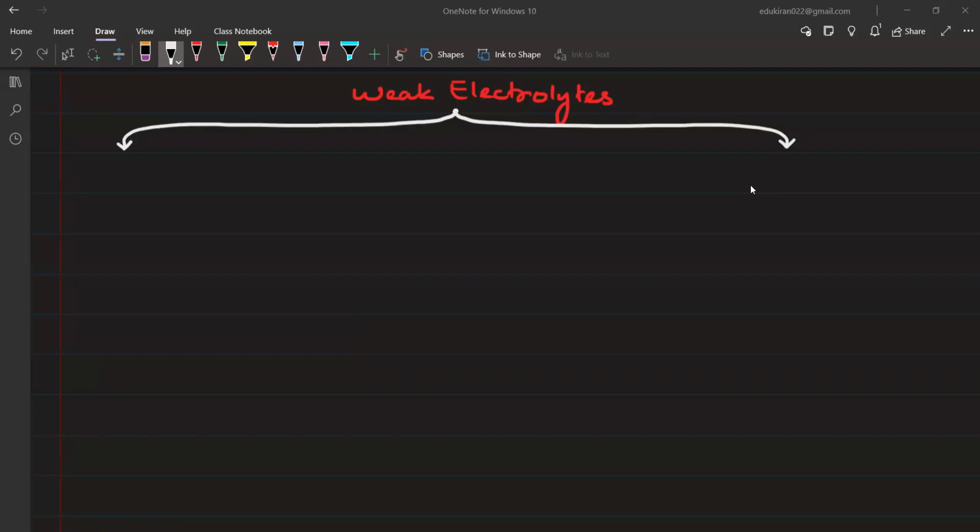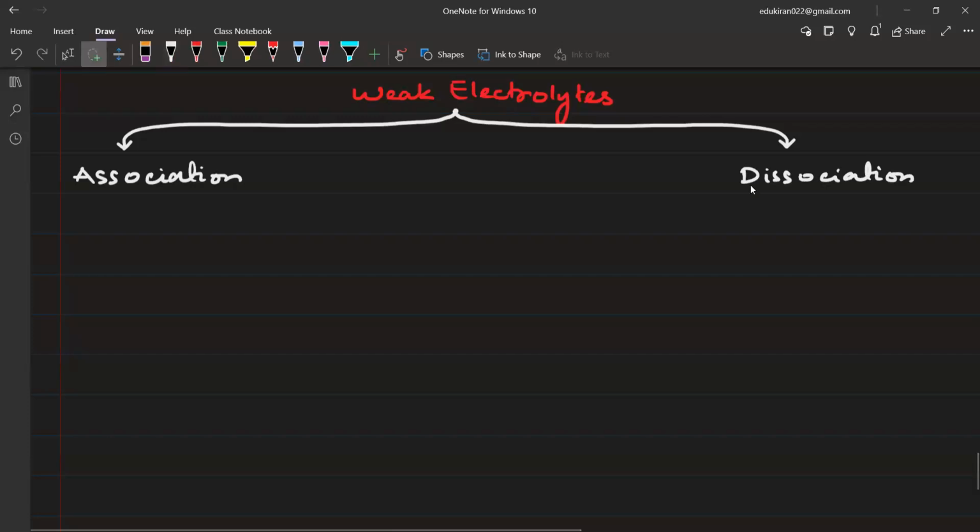For weak electrolyte. Now in weak electrolytes we will have two cases, association and dissociation. So please write here association. Here we write dissociation. So whenever there is weak electrolyte, there is degree of association and degree of dissociation. Degree of association and degree of dissociation. Okay. Now, here, first of all, right? Beta is degree of association.